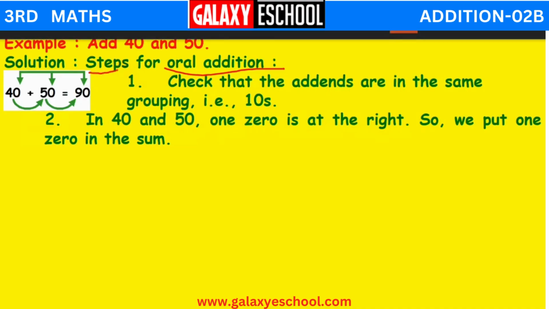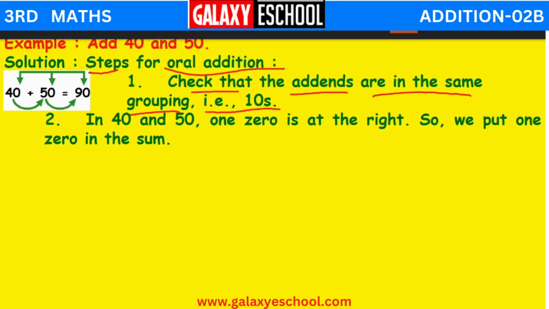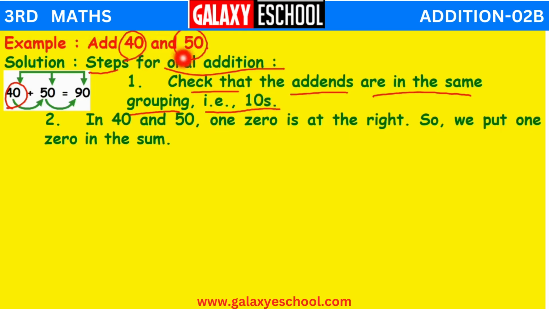The steps. The first one is to check that the addends are in the same grouping, that is tens. What do the addends mean, children? If you remember from our first class, addends means the numbers which we are adding, like here 40 and 50. We have to add these two numbers, right? So these two numbers become our addends. They should be in the same groups. Look at 40 and 50 here. Both are tens, right? Both fall under the tens group. So yes, they are in the same group, that is tens.